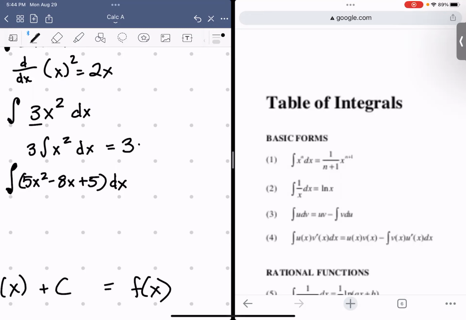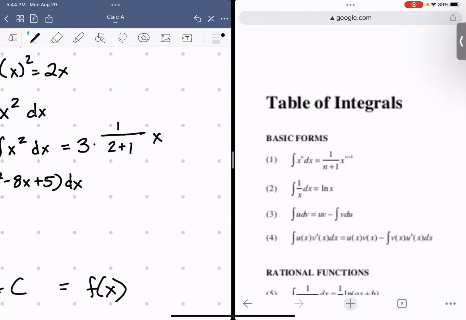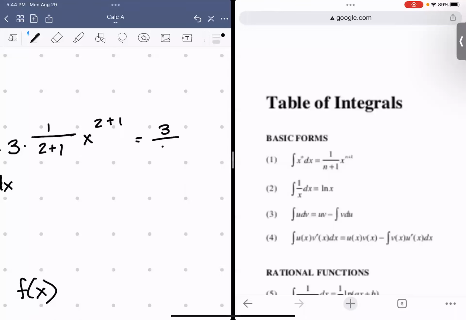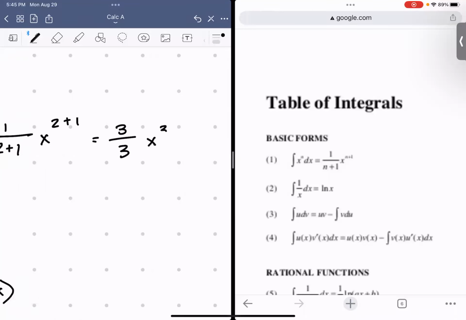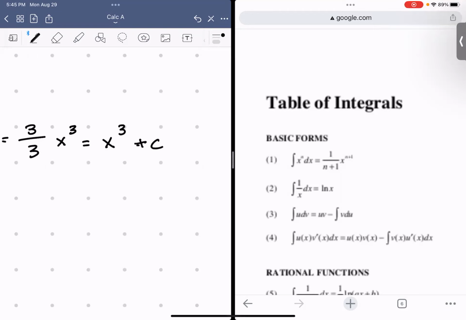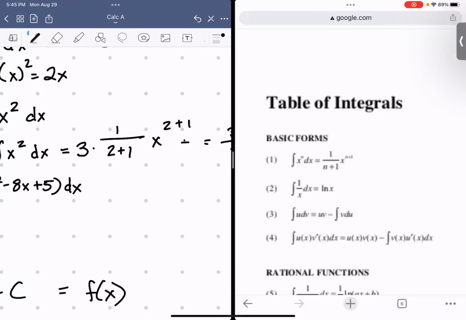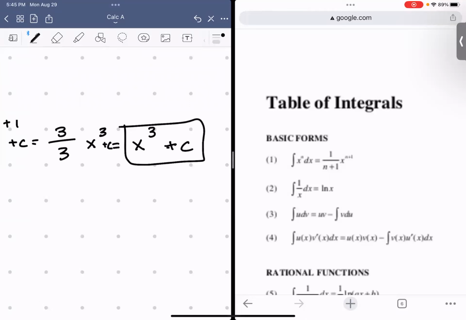Following this equation, we have 3 times 1 over n plus 1, where n is 2, so 2 plus 1, times x to the 2 plus 1. If I add this together, we get 3 over 3 x to the 3, or just x to the 3 plus c. The plus c is in each of these; there'd be a plus c here and a plus c here. So the final answer is x cubed plus c.